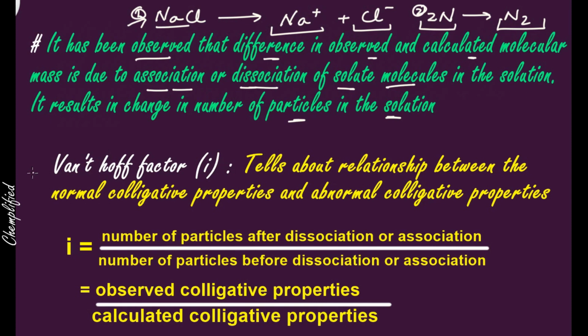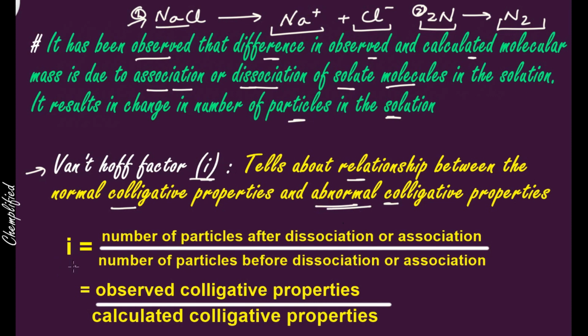Now what is VAN'T HOFF factor? VAN'T HOFF factor tells us about the relation between normal colligative property and abnormal colligative property. In simple terms, we know that colligative properties depend upon the number of particles of solute. So we are talking about the number of particles of solute in observed quantity and in calculated quantity. When you calculate, there is some abnormality, right? That is what we will talk about in VAN'T HOFF factor. It is represented by the letter i, small i.